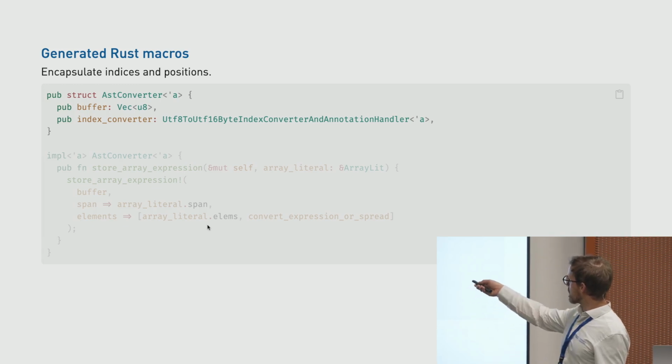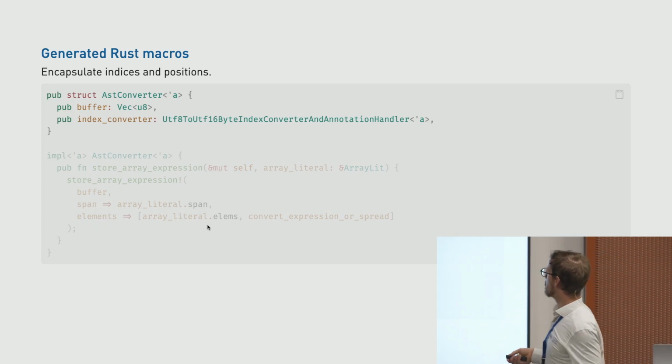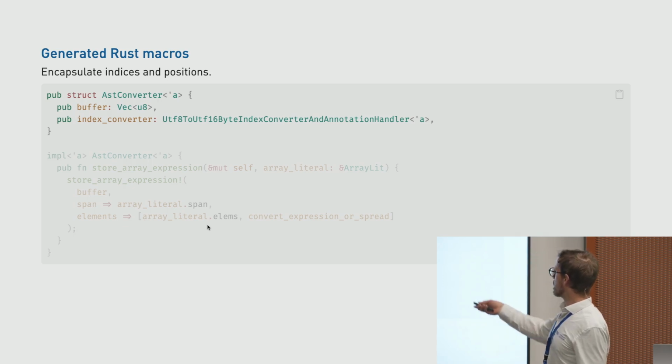So again, you see a struct. The struct is now what keeps my data. It has a buffer, which is the buffer I'm generating when encoding, and there's an index converter. I'll not do anything in here on this slide.